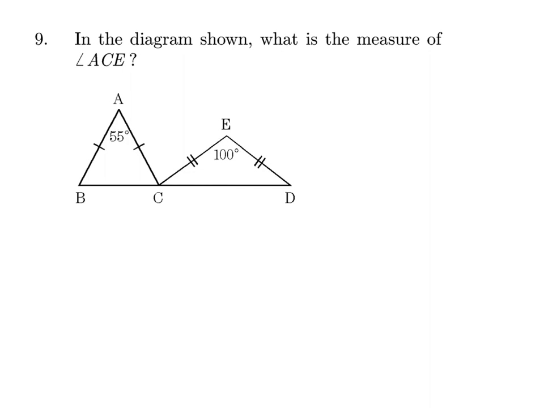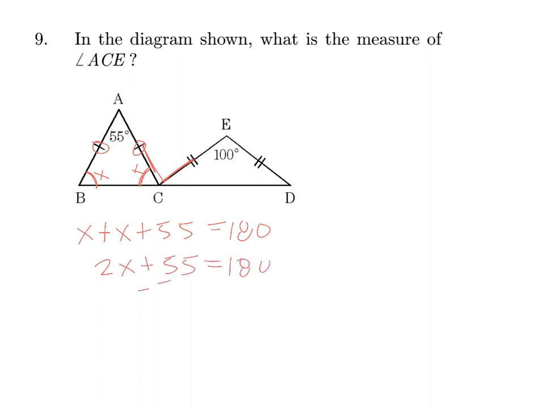The diagram shown was the measure of ACE. ACE right here. Okay, so this is an isosceles triangle. These angles are equal. So I'll call these x. So I have 2x plus 55 equals 180. Subtract 55. 2x is equal to 125. So I divide by 2, and x is equal to 62.5. All right, so that's 62.5. That's a 2.